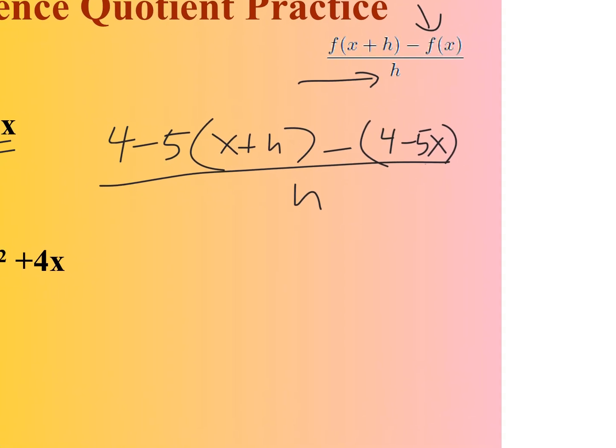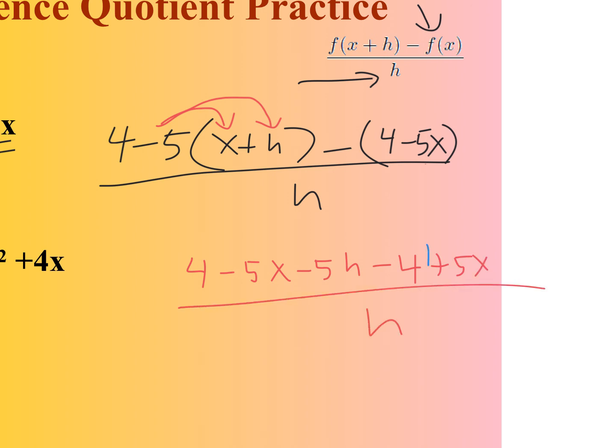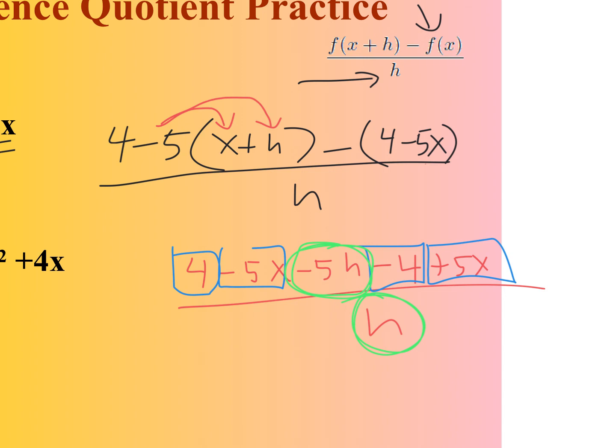If you didn't notice this before, most of our problems had an h in them at the end. You'll just have to factor it out and cancel it, that's all. Four minus 5x minus 5h minus 4 plus 5x, all over h. Look for things to cancel. Plus 5x minus 5x, minus 4 plus 4. Holy cow! It all came down to this. Negative 5h, but there's another h, so they cancel. So it's negative 5.